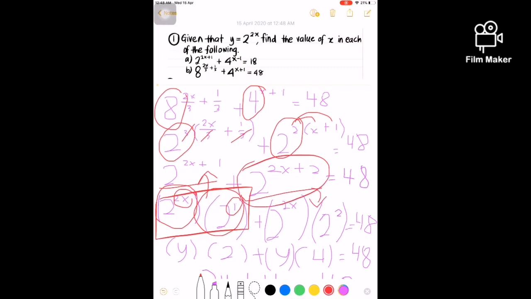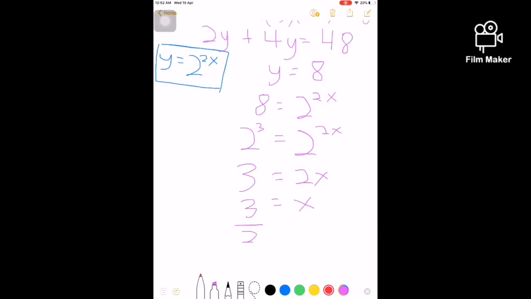So dia dah bagi sebenarnya y tu equals to 2 to the power of 2x. So kita boleh substitutekan 2 to the power of 2x ni menjadi y. So dia akan jadi y darab dengan 2 tambah y darab dengan 4 sama dengan 48. So now we got 2y plus 4y is equal to 48. So y tu sebenarnya 8.